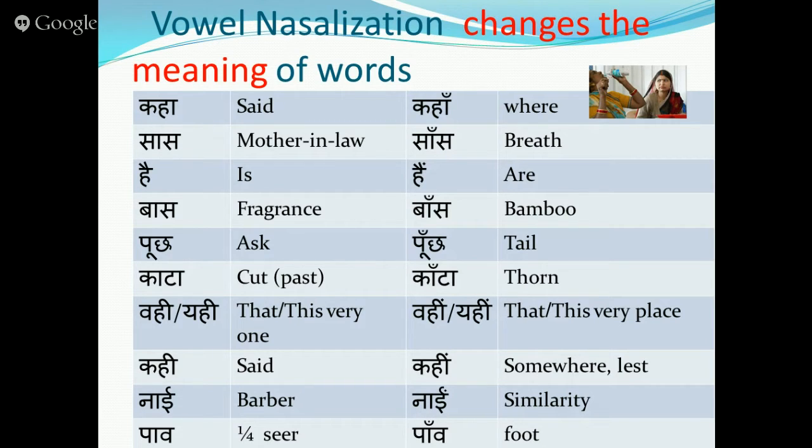Kaha, kahan. Second line, sas, his mother-in-law. Sas. Whereas on the right line, sans means breath. Big difference. Sas, and right is sans. So, you know, this can have a huge difference in meaning.